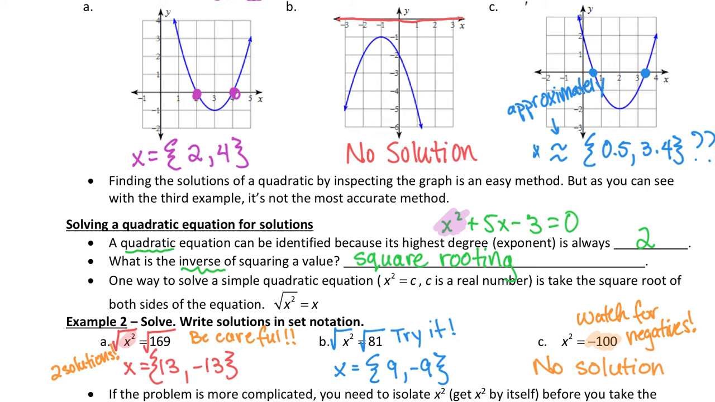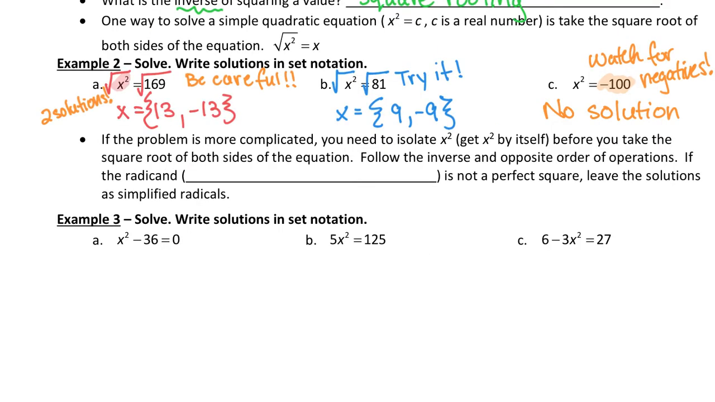So let's look at some more complicated problems. If the problem is more complicated, you need to isolate x squared or get x squared by itself before you take the square root of both sides of the equation. Follow the inverse and opposite order of operations. The radicand is the number inside the square root. So when I do this right here, this 169 is a radicand. This 81 is a radicand. If I did a square root here, the negative 100 would be it.